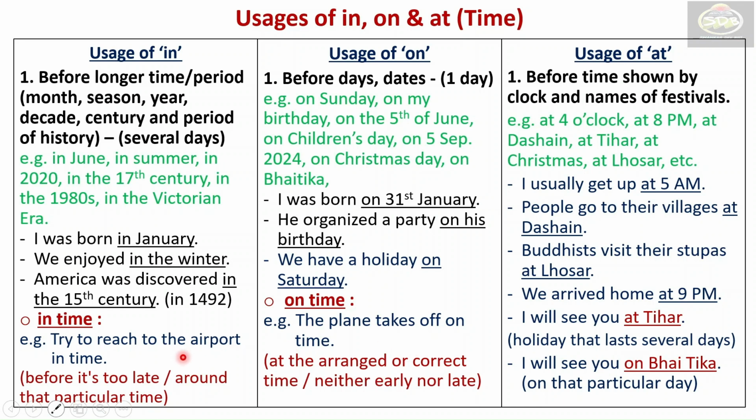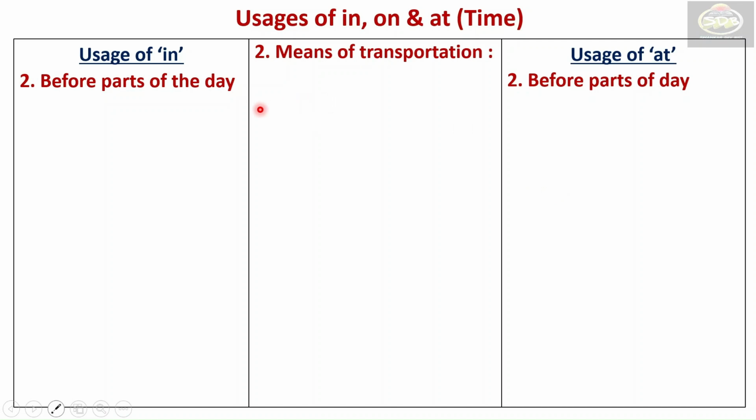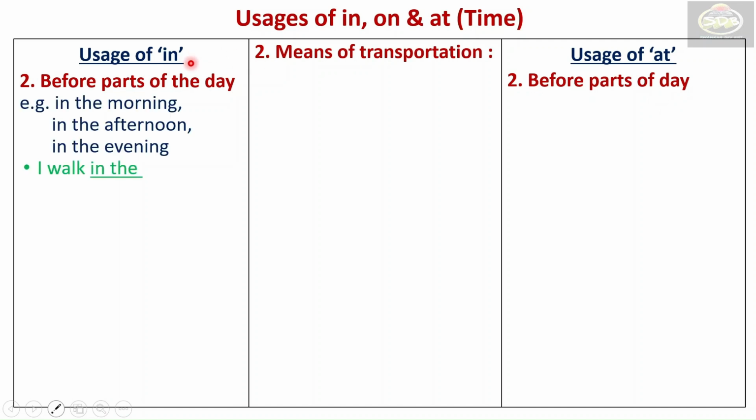But in time means if any program is going to be held at 9 a.m., you have to be here in time, which means don't be late. Try to reach here early or around that time. Okay, let's move to our next rule. Before parts of the day, we use in. In the morning, in the afternoon, in the evening. Okay, I walk in the morning.